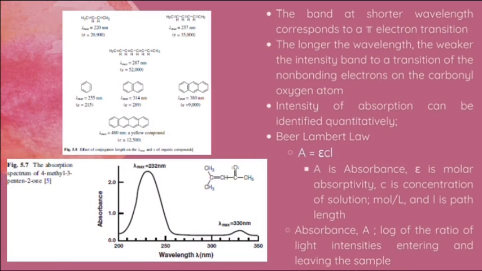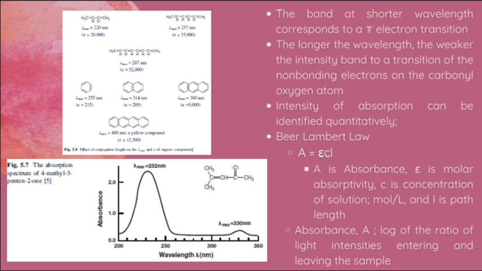Now let's look at the upper figure. So we have benzene, and the next one is naphthalene. As you can see, benzene has lower conjugation than naphthalene. So it is true, as stated in the slide before, that the greater the conjugation, the longer the wavelength of maximum absorption.